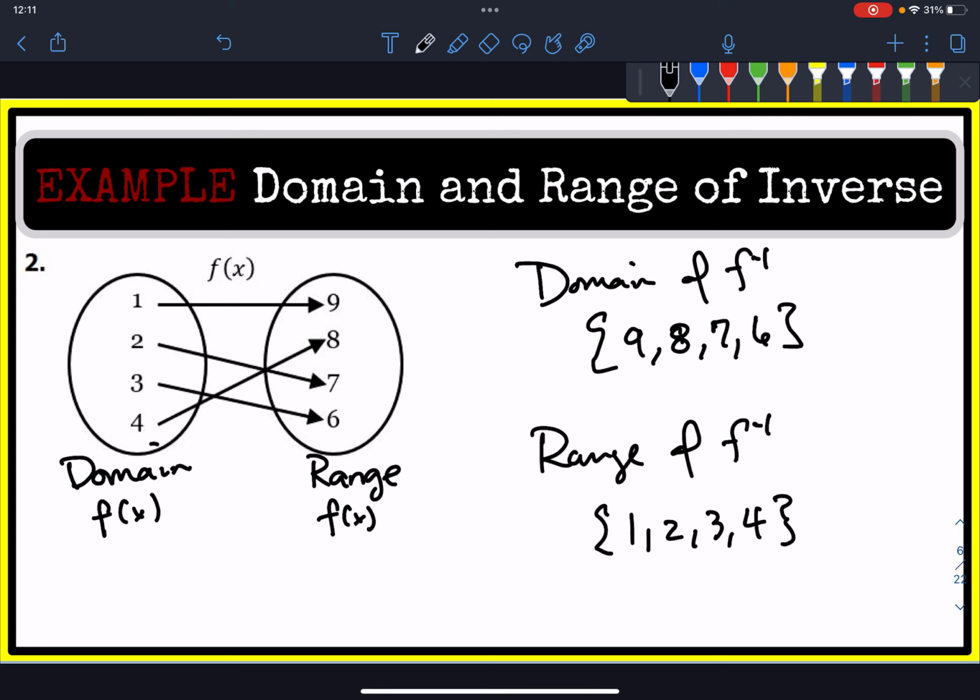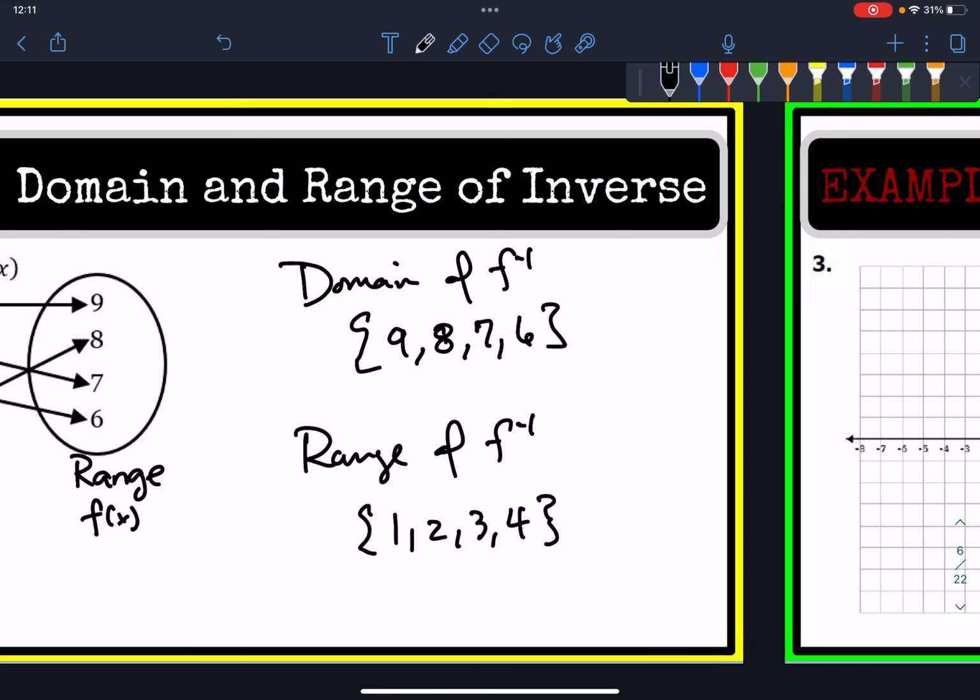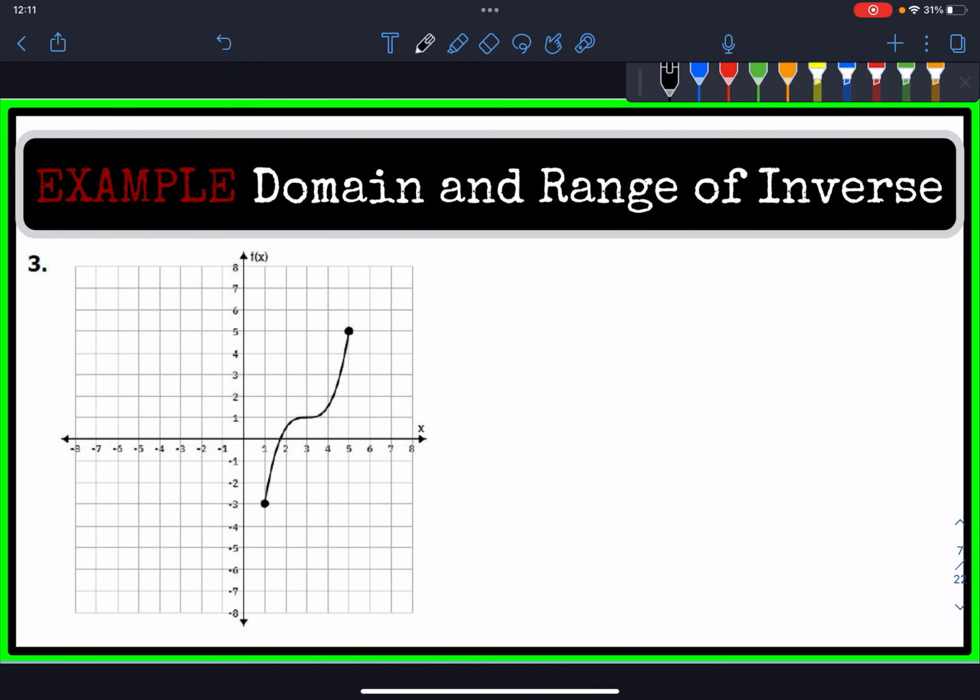So all it does is simply switch. Now, if we have a graph instead of a mapping or an ordered pair, again, the way that we find the domain and range for our inverse is by switching the domain and range of the function. So the domain for our inverse.